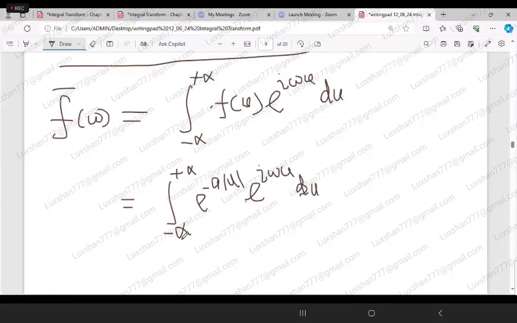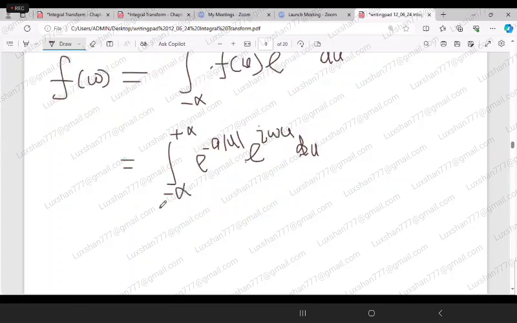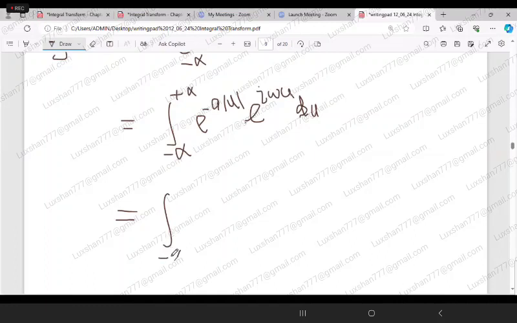Now, since I have a mod function, I'm going to split this integral. So I'm going to split this as minus infinity to 0. Here minus infinity to 0 means in this range my u is negative, so mod of u is equal to minus u when u is less than 0. Therefore, I'm going to put that one. So minus u means already there is a minus.